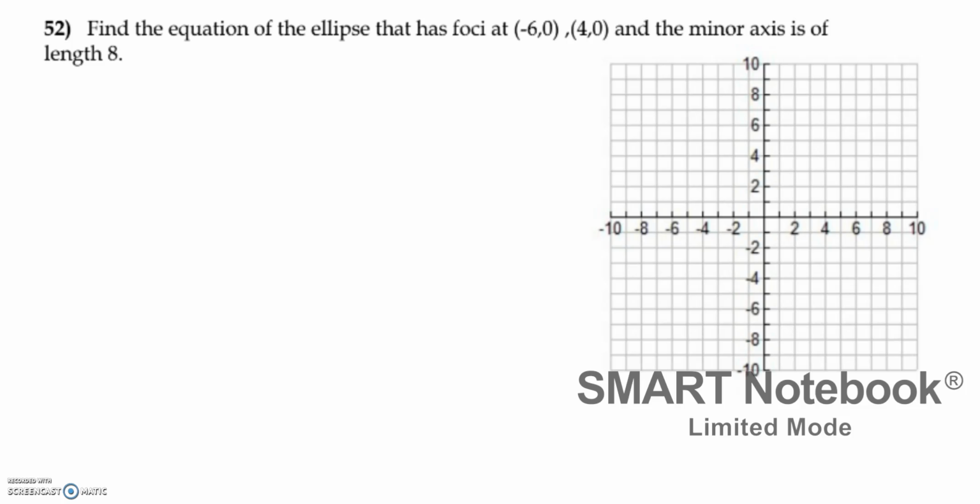All right, guys, number 52. Find the equation of an ellipse that has the foci at -6, 0 and 4, 0. Now, as soon as I see the word foci, that makes me think that eventually it's going to help me find c.